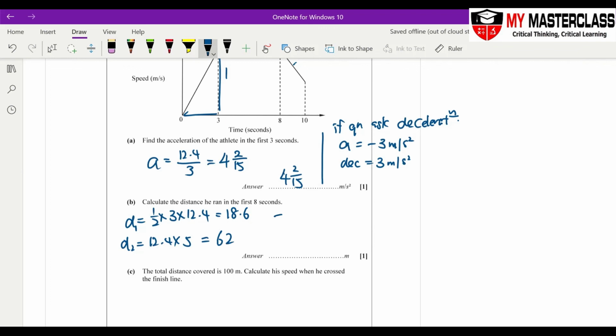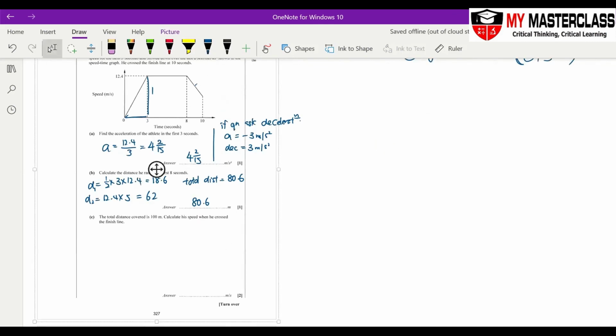Okay, so the total distance. There's a reason why I want you to find out separately. 18.6 plus 62 is 80.6. Right, 80.6. There's a reason why I want you to find D1 and D2, because later you will need them. Then if the total distance covered is 100 meters, that means D3 is going to be equal to 100 minus 80.6, which equals 19.4.